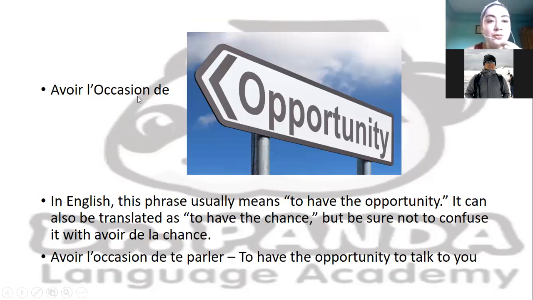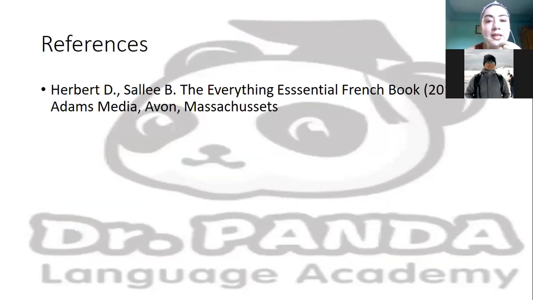Okay. Next idiomatic expression we have is to have the opportunity, or in French, avoir l'occasion de. Very good. So in English, this phrase usually means to have the opportunity. It can also be translated as to have the chance, but be sure not to confuse it with avoir de la chance. Okay, so for example, to have the opportunity to talk to you, you can say avoir l'occasion de te parler. Very good.